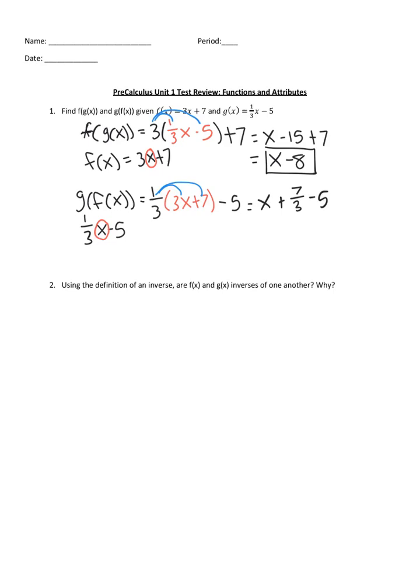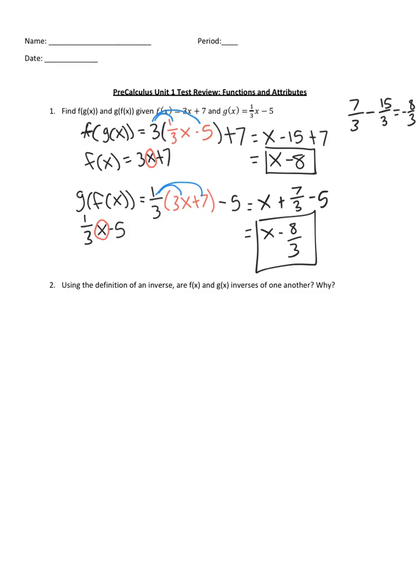At this point, you can use your calculator if you want, but this is going to give you, if you do 7/3, 5 is the same thing as 15/3. So this is going to give you negative 8/3. Okay, so this question, you should have two things that you circle or box. It wants those two compositions.